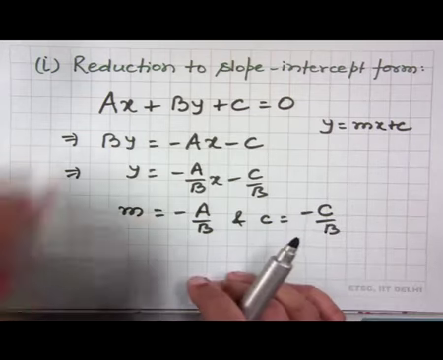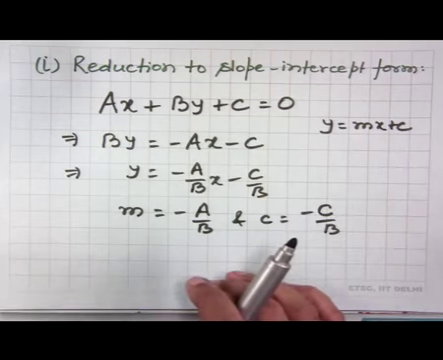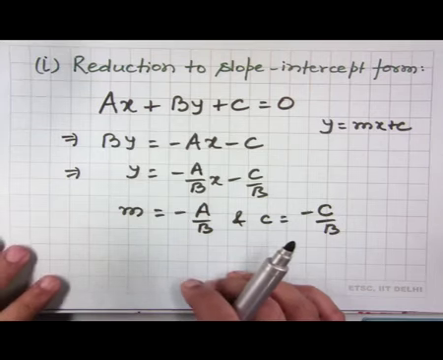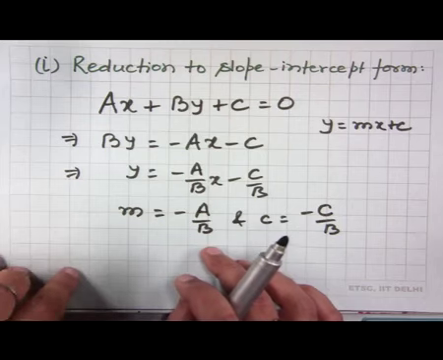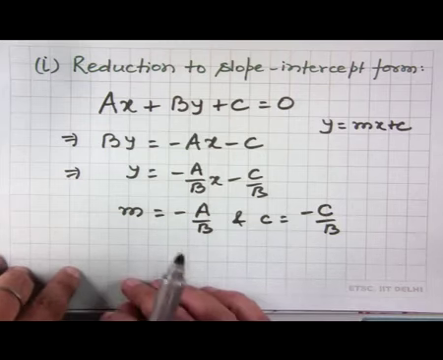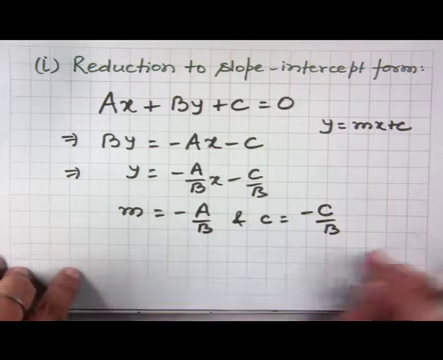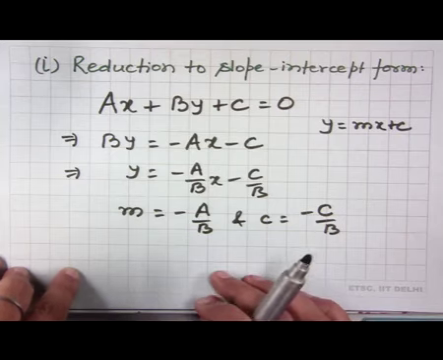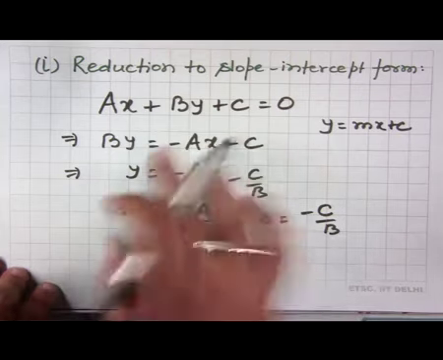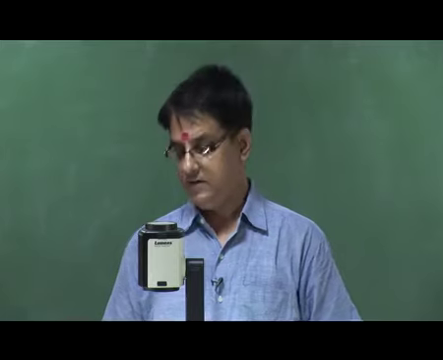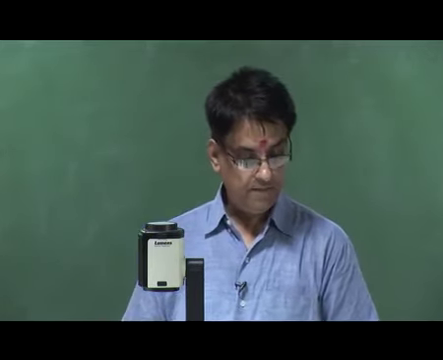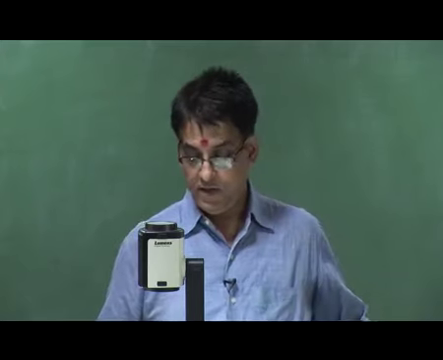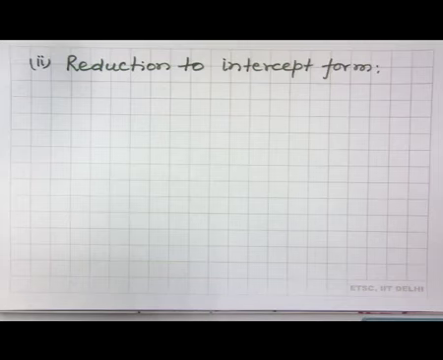It means this line Ax plus By plus C having slope minus A by B and intersect y axis at minus C by B. So, in this way we can reduce any general equation in y is equal to mx plus c form. Now, next, reduction to intercept form.